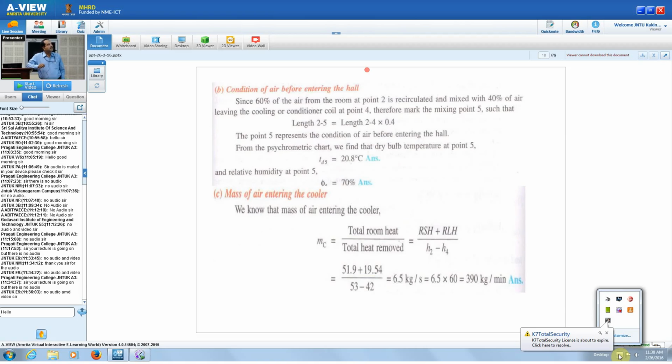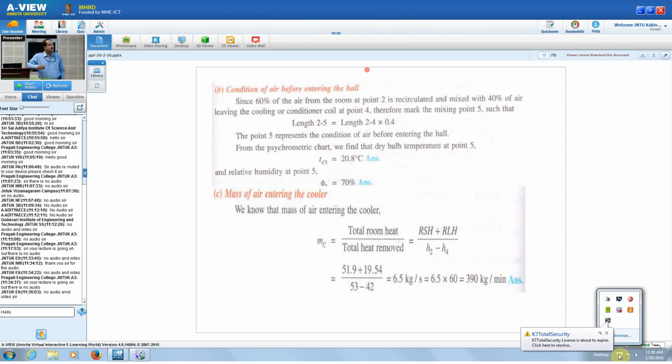And like that, the condition of air before entering the room. Maybe already 60% is recirculated air during the problem. The remaining 40% is pressurized. And you calculate with this: 2 to 5 is equal to length 2 to 4 into 30%. Then you get the value 5, which represents the condition of the air before entering the hall. Trial and error method, already calculated. Then the dry bulb temperature at point 5 will give 25 degrees, and the relative humidity will be 70%.